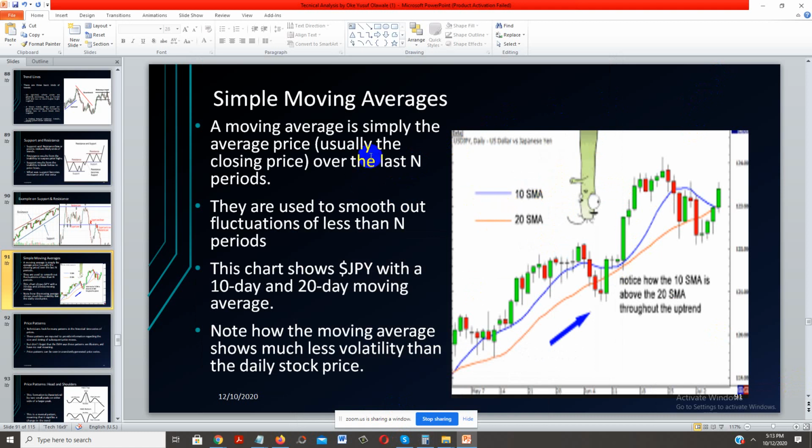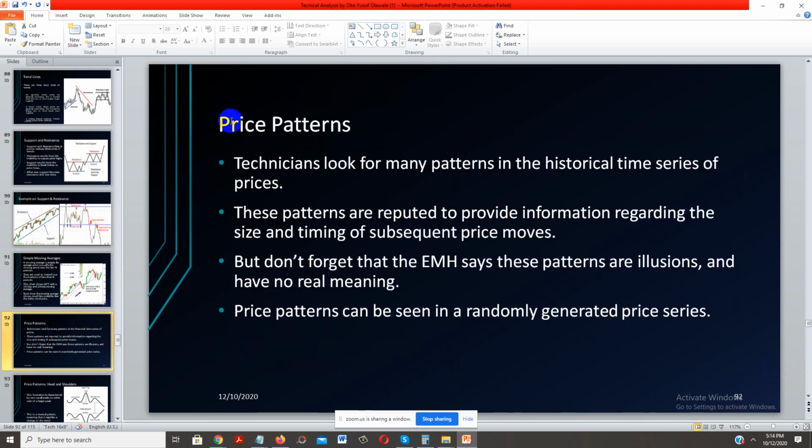Disturbing me. So a simple moving average is simply the average price, usually the closing price, over the last n periods. They are used to smooth out fluctuations of price. This chart shows Japanese yen with a 10 days and 20 days moving average. Note how the moving averages show much less volatility than the daily stock price. But the major thing is that we use simple moving average to determine support and resistance too. I'll show you how to use it when we get to the chart.